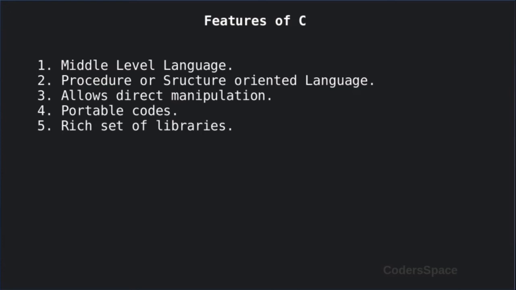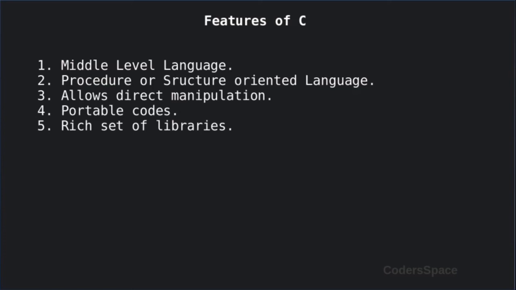So C is a structure or procedure oriented language, and C has features like pointers, which make it very easy for the direct manipulation of the memory. There's a concept of dynamic memory allocation. So C is a very flexible language as it allows the usage of pointers. And the next feature is that C, being a middle level language, is also portable. If you write code in C for one platform, it can also be executed on another platform by compiling again on that platform.